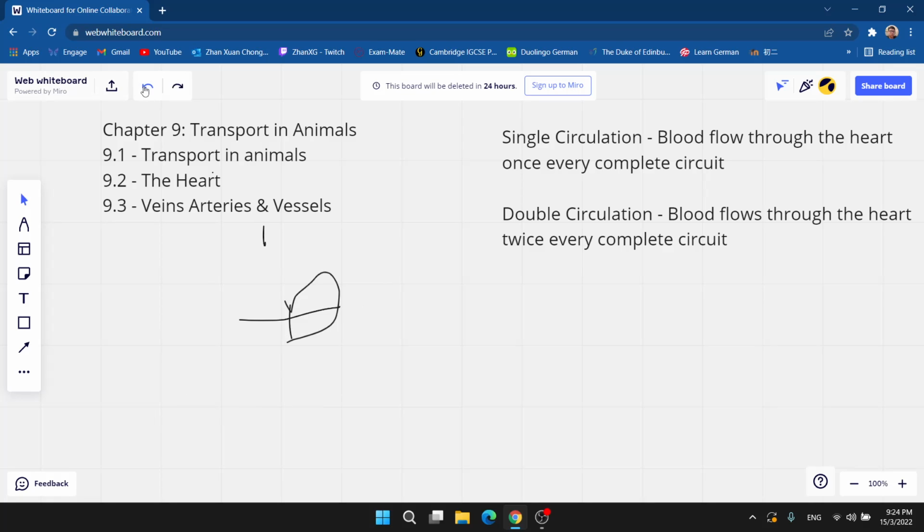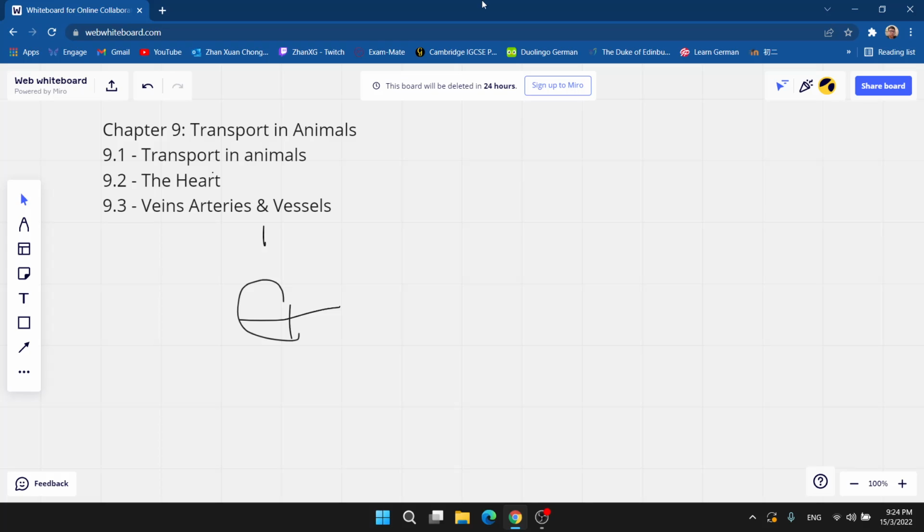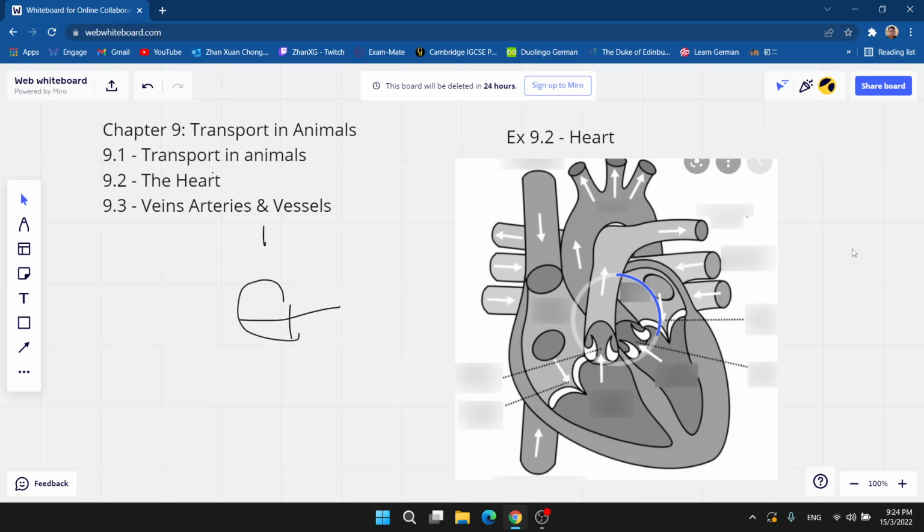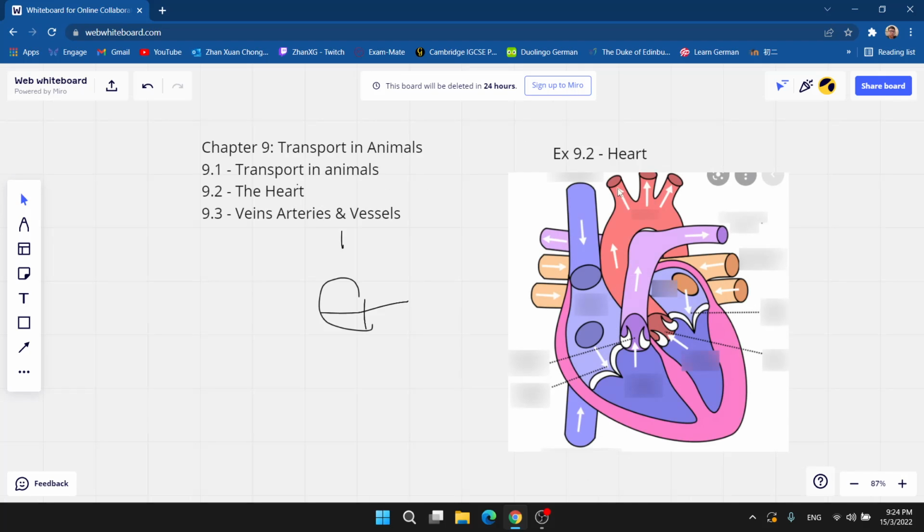Okay, all right, the next one we are going to do is the heart, the most complex thing, I would say. 9.2, the heart. This is the diagram of the heart. Let it load. Okay, you have to remember this. So let's go to the first thing.